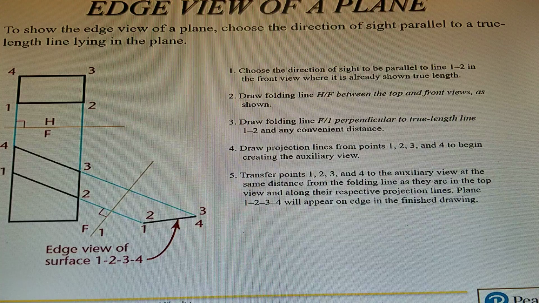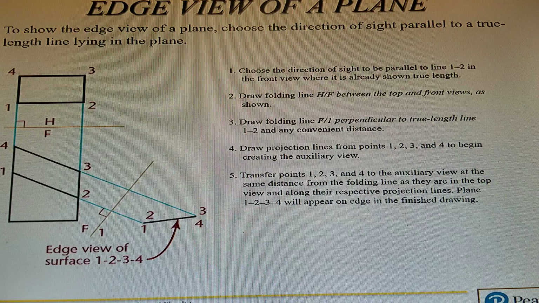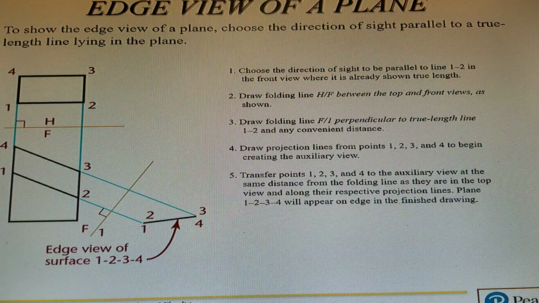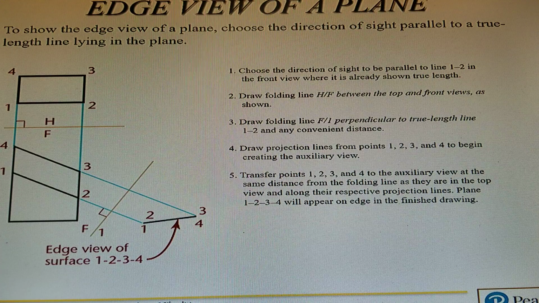Okay. Draw projection lines from 1, 2, 3, and 4 to begin creating your auxiliary view. Transfer points 1, 2, 3, and 4 to the auxiliary view at the same distance from the folding line as they are in the top view, along their respective projection lines. Plane 1, 2, 3, 4 will appear on edge in the finished drawing.